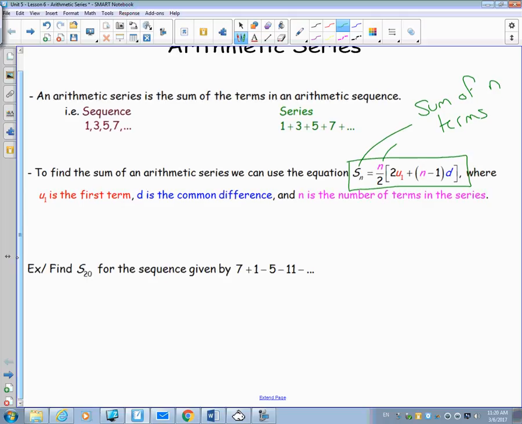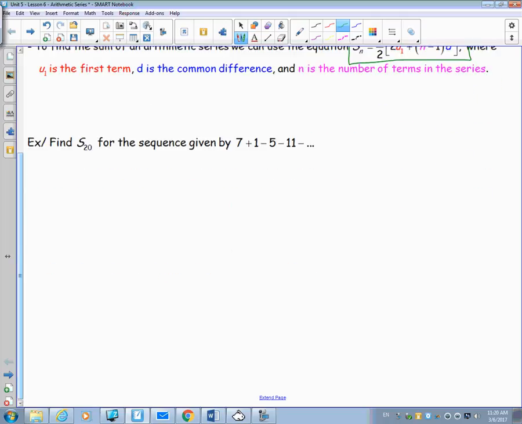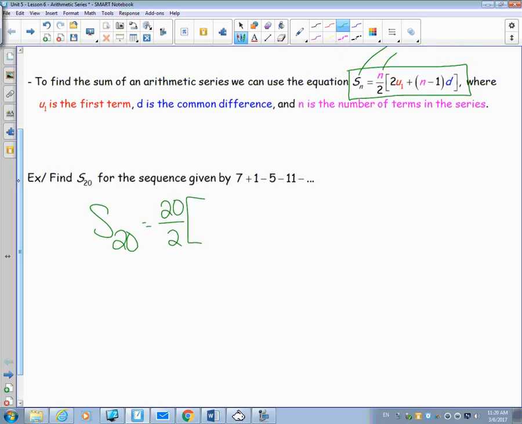So let's look at an example to get ourselves started here. Find S20 for the sequence given here. So S20, the sum of the first 20 terms. We're going to take 20 divided by 2 times 2 times u1. u1 is our first term, plus n was 20, times our common difference. And we notice it's going down by 6 each time.